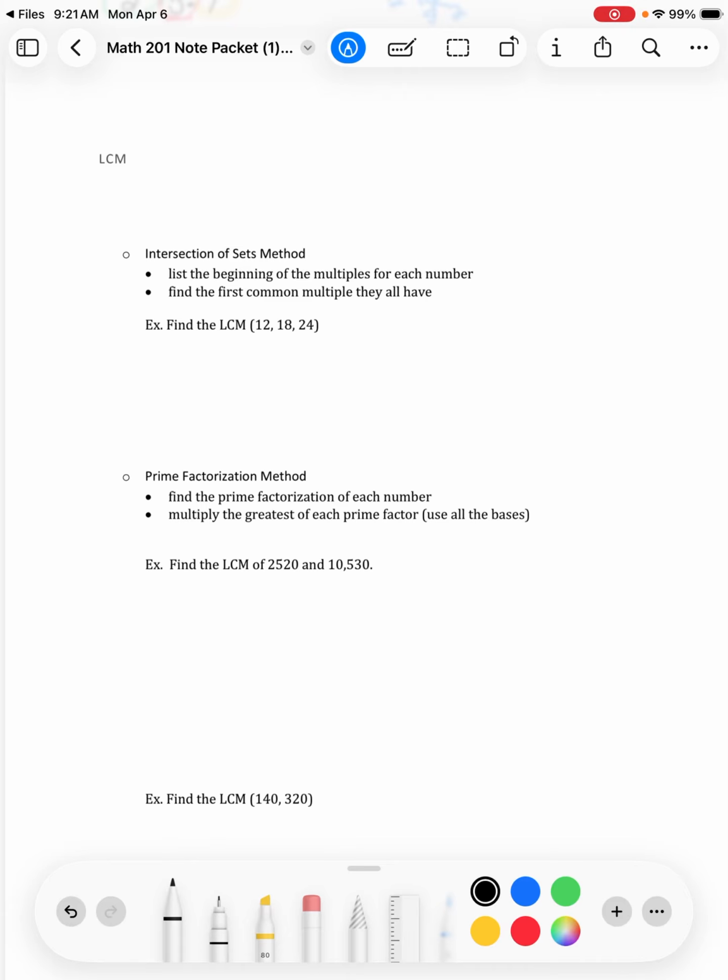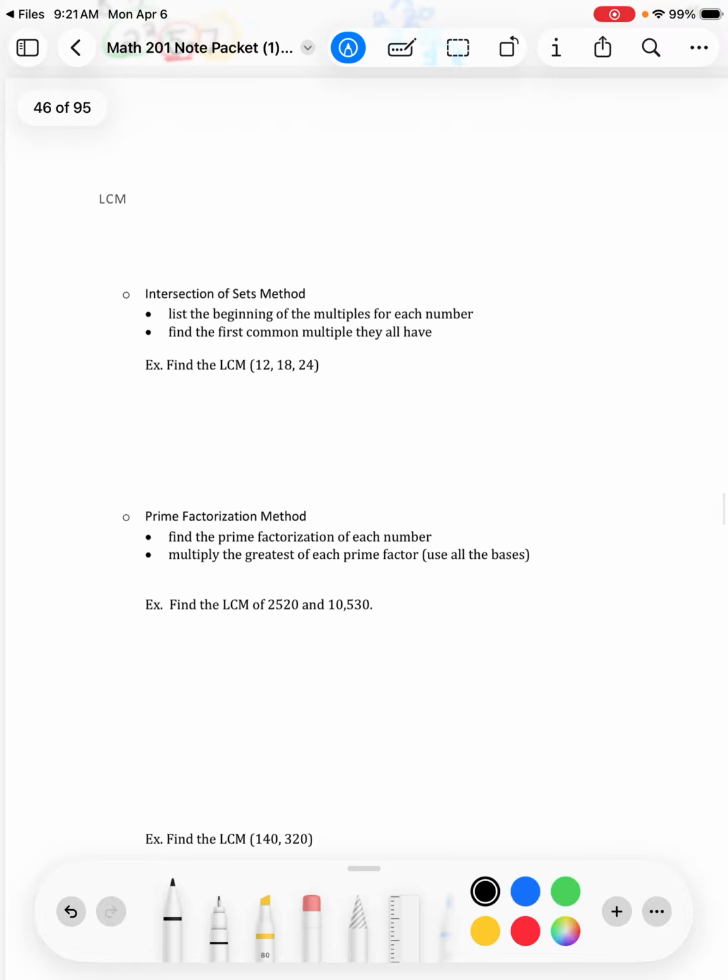We're going to do similar methods for our least common multiple. The LCM stands for our least common multiple. Multiples are larger. The multiples of 2, that's when we count by 2s: 2, 4, 6, 8, 10, they get larger. So for this one, our answer is always going to be larger than the given numbers.